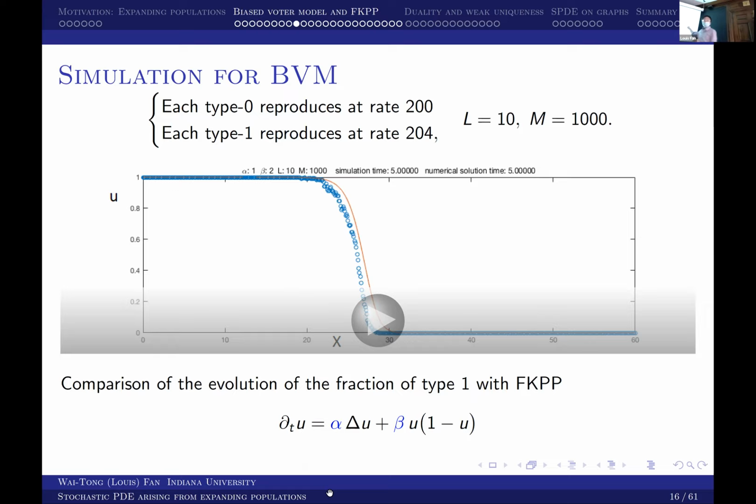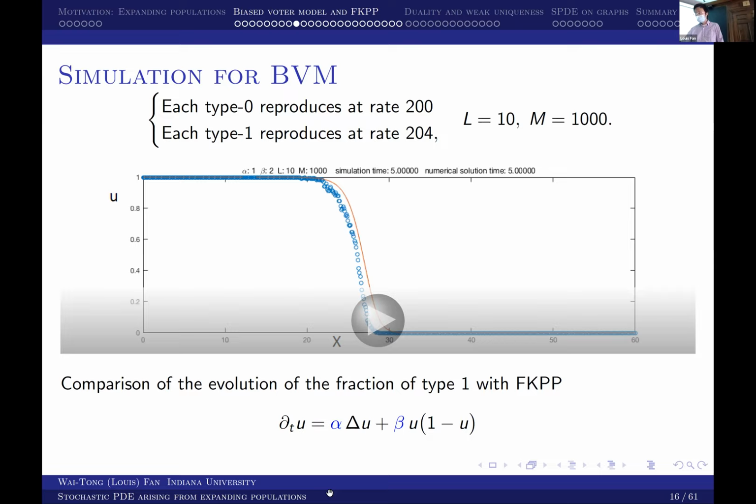I'm just trying to pinpoint the effect of the discreteness and the noise. Yes, that's the main thing here. Because of the discreteness, there will be a term of order 1 over the effective population size, which is the order of magnitude of the variance.